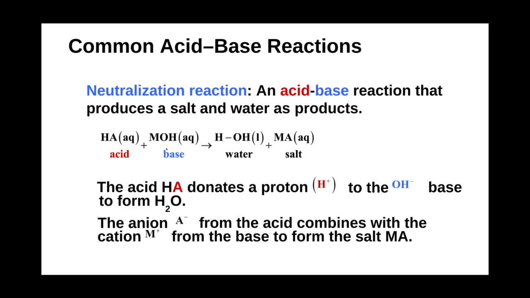In this case, the acid donates its proton to the hydroxide, forming the water, and then the anion, A minus, combines with the cation, M plus, to form the salt, MA. So we're basically just swapping pieces. You can think of this almost like a double substitution reaction that we discussed over a month ago now. We're swapping the H with the M. That's all we're really doing in a neutralization reaction. We're not producing, in a true sense, a conjugate acid and a conjugate base, but we're producing a water and a salt.